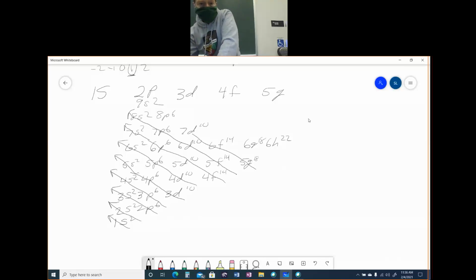All right, then that would go to the 9s2. After the 9s2, you're going to have 6g18, and then you would have 7f14, and then 8d10, and then your 9p6, then your 10s2. Okay.